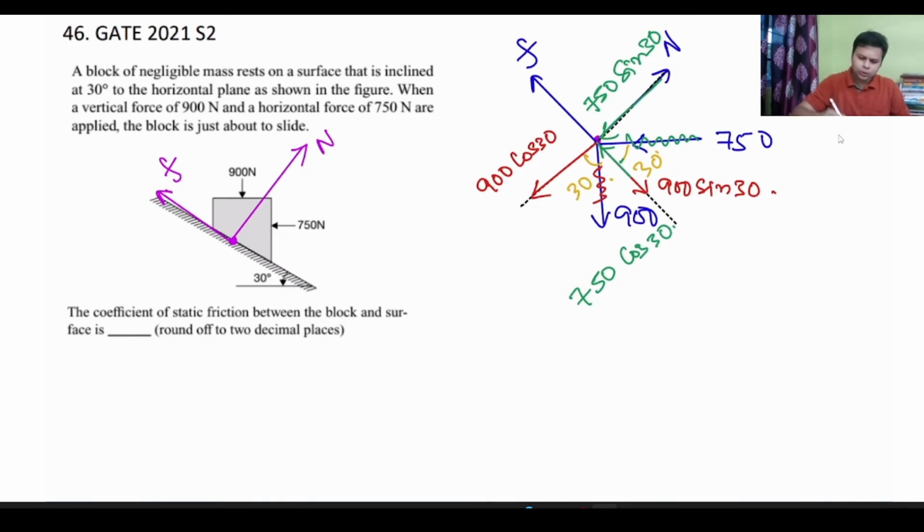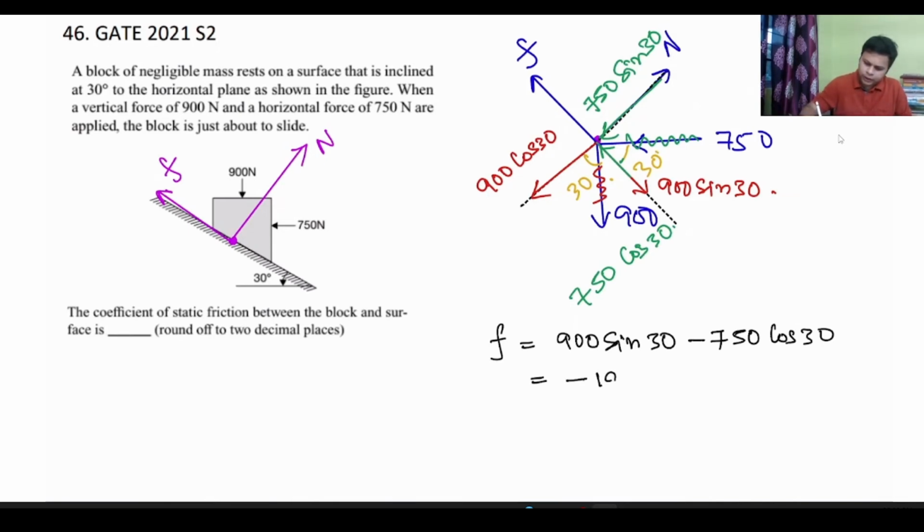Okay, so what will be the value of F now? Can I say F is equal to 900 sin 30 minus 750 cos of 30. So what is the value of F? 900 sin 30 minus 750 cos of 30 is coming out to be minus 199.51.